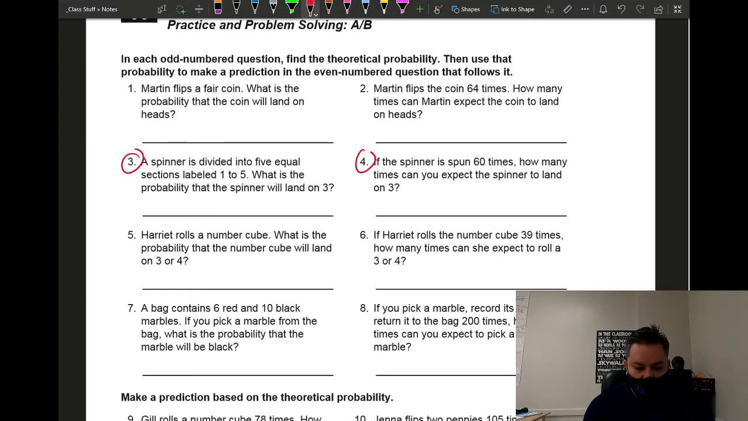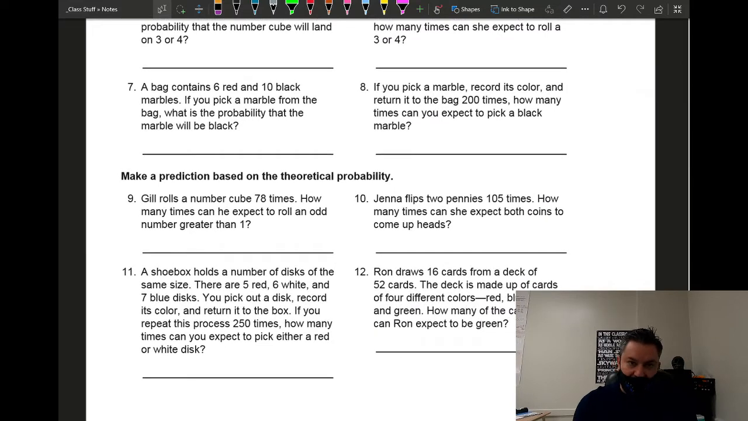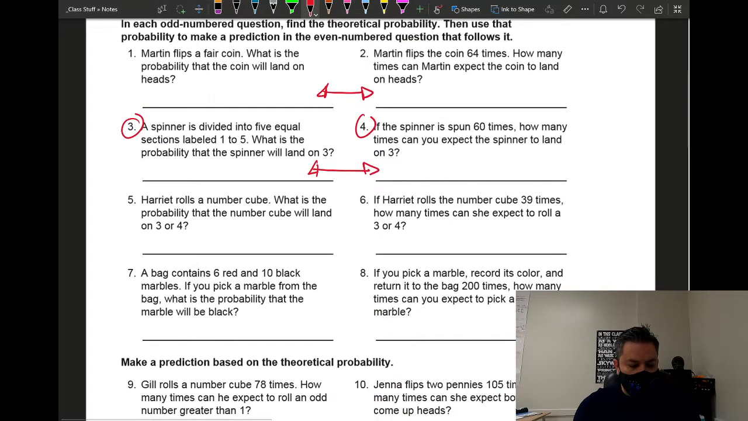Why 3 and 4? Because these two are related. So you're gonna find, if you do number 1, you're gonna use that to do number 2. Number 3, you're gonna use it to do number 4. Number 5, you're gonna use it to do number 6, and 7, you're gonna use it to do number 8. Now, when you get to the second part, they're independent from each other. Okay? So I'm gonna do number 12 on the bottom. Now, I'm gonna do number 3.